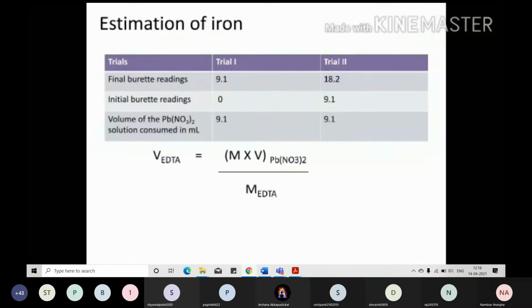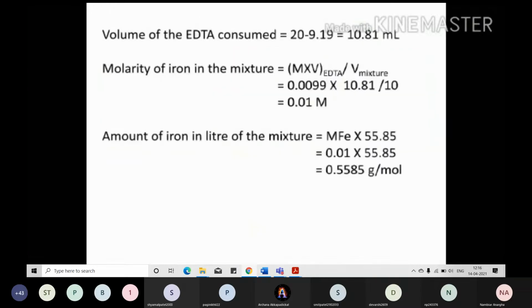From burette readings, volume of EDTA was calculated by multiplying molarity of lead nitrate with volume of lead nitrate and dividing it by molarity of EDTA. The volume of EDTA consumed is equal to 20 minus 9.19, which is the volume of EDTA calculated, will give the value of 10.81 ml.